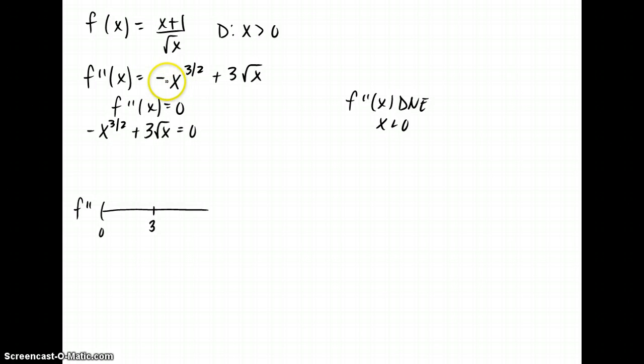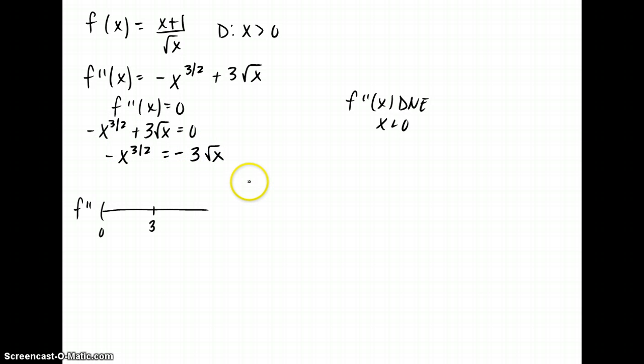Okay, so second derivative, negative x to the 3/2 plus 3 root x. Where does the second derivative not exist? We'll go back to the domain of the original function. Not only can x not be negative, it can't be 0 because of the square root in the denominator. So notice that cuts off our interval.